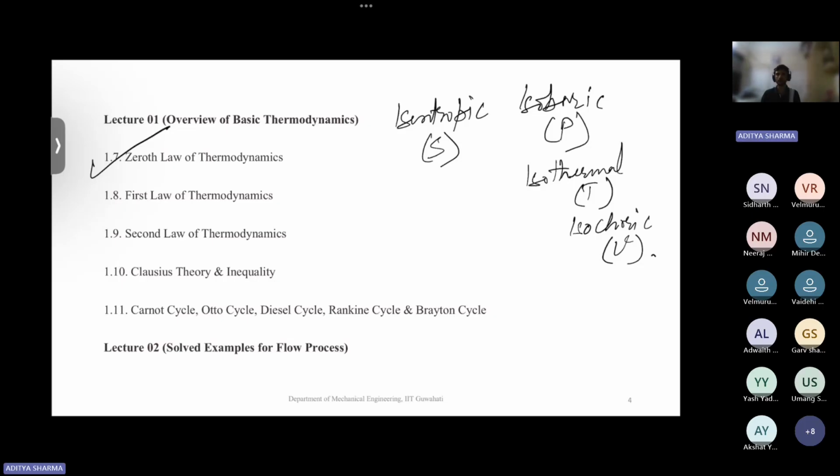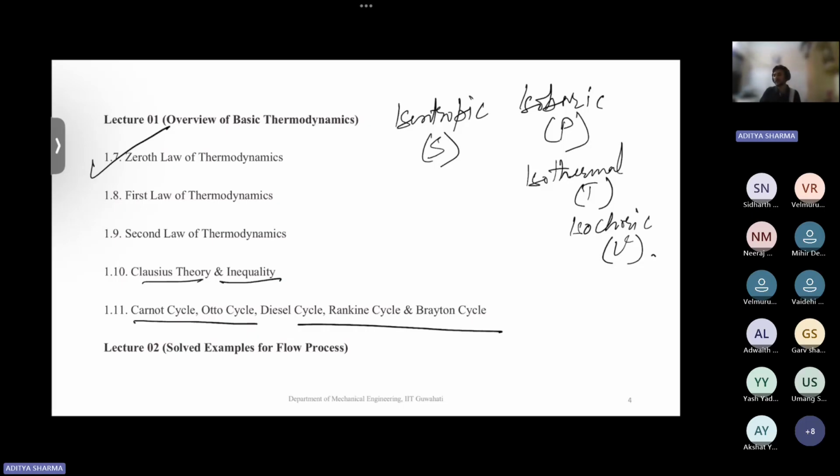Then your laws of thermodynamics. So first is your zeroth law, then is your first law, then is your second law. Then Clausius theorem and inequality, and then different cycles and their diagrams have been discussed at the end of this lecture. So what is your zeroth law?